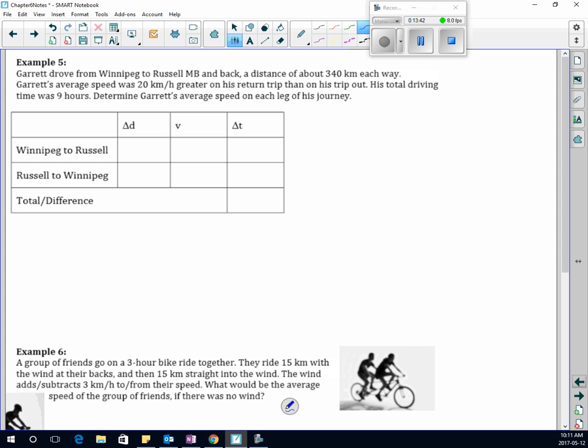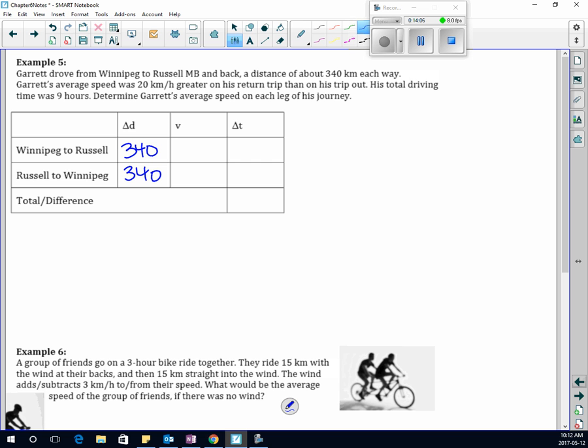So now we have Garrett. Garrett drove from Winnipeg to Russell, Manitoba and back, a distance of about 340 kilometers each way. Garrett's average speed is 20 kilometers per hour greater on his return trip than his trip out. His total driving time was 9 hours. Determine his average speed. So if he's going 340 each way, these would be 340.